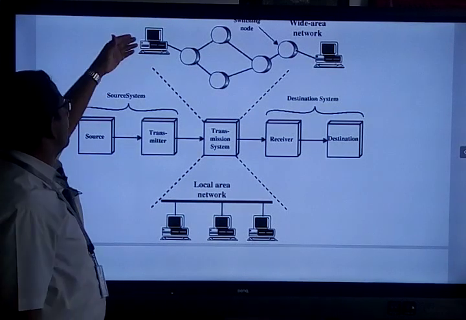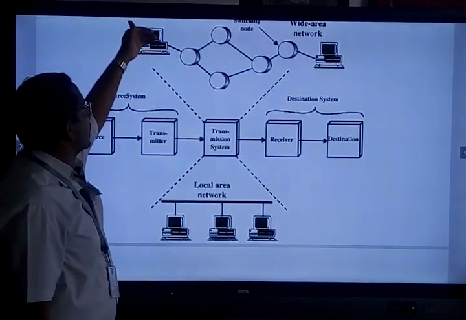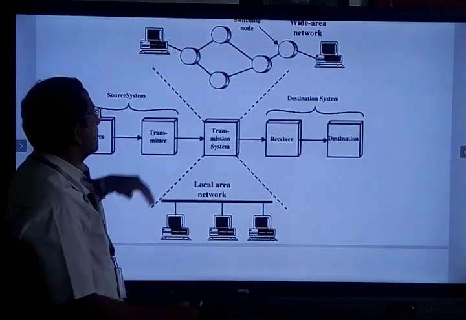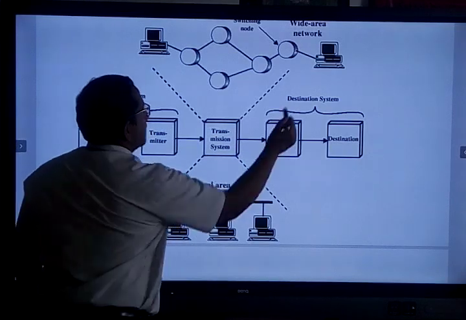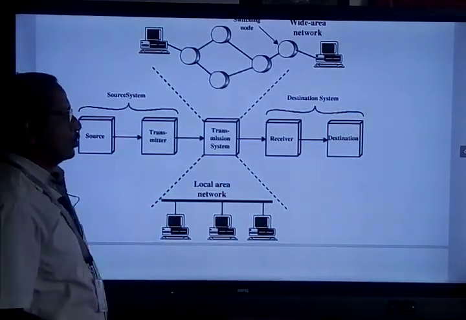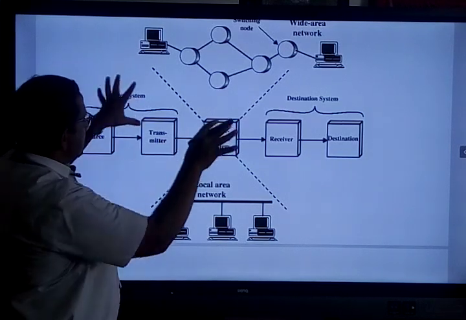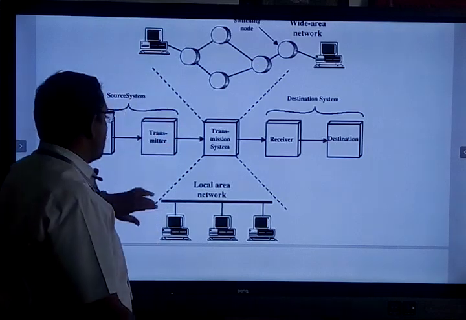That means this is going to be the source computer, which is going to have the source and the transmitter. It is going to transmit the signal in the transmission. That means this entire system is going to be called a transmission system. This is going to be known as a destination system, and this is going to be called a source system. So like this, we can think of the overall structure of a networking model.